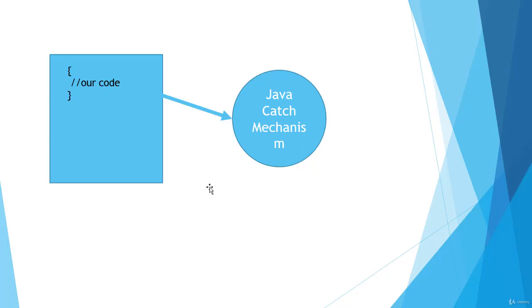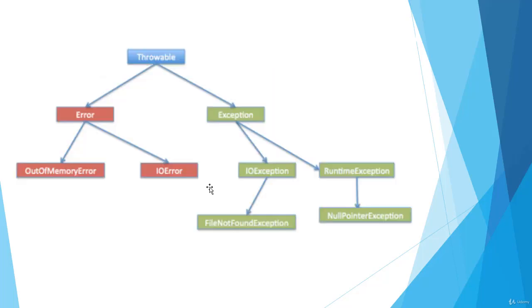Then Java throws the object and the Java catch mechanism basically catches that object and throws the particular exception on the screen. Now Java throws which type of object? In our previous slide, we have discussed these classes. For example, if we divide a number by 0, we know that this is an exception, and Java also takes this as an exception. When we divide any number by 0, we get the arithmetic exception. This is a type of exception.